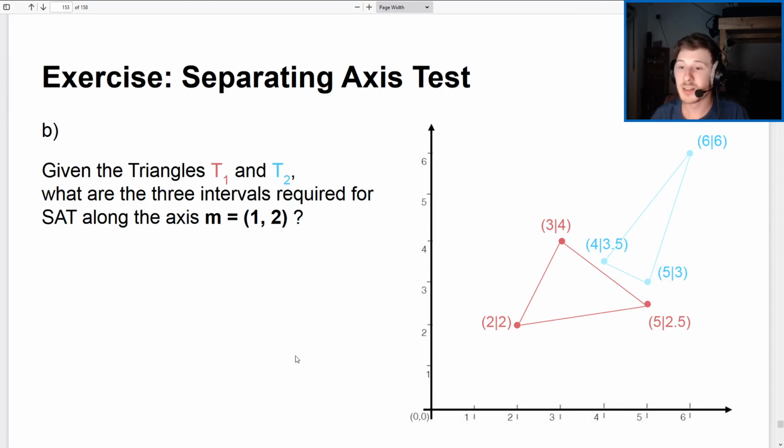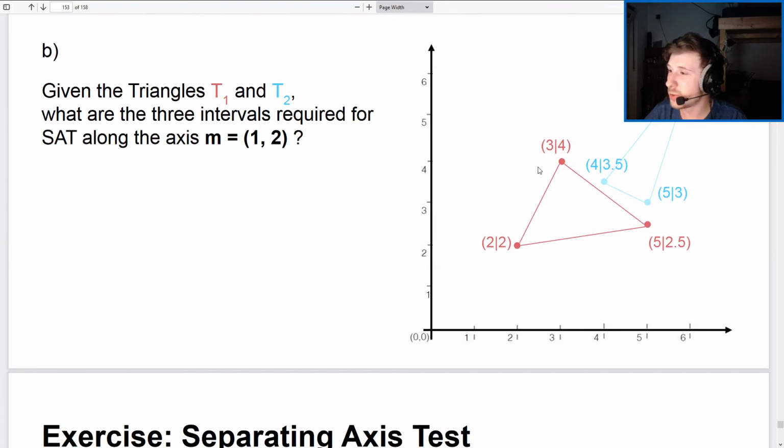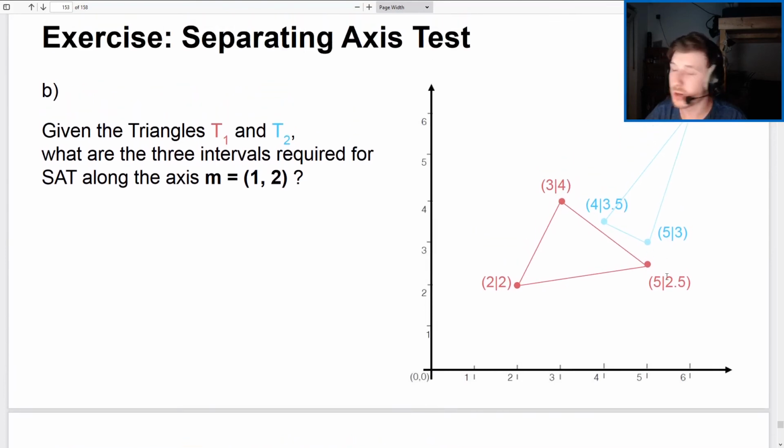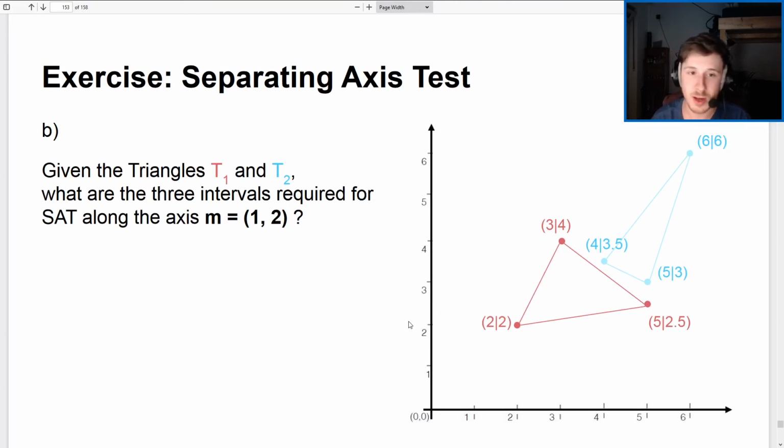And then this one is a bit more complicated. Given the triangles T1 and T2, what are the three intervals required for SAT along the axis m equals (1, 2)? So the axis would be something like this. We would draw it, and it's a bit harder to guess the exact numbers. It's still okay to imagine in 2D, but in a 3D space it would get a bit more complicated. Especially with an axis like this, would they collide or not? On the x-axis we could clearly see that they would collide, but on an axis (1, 2) we can't quite see it. They could just not quite collide on this axis, and they probably don't, because we know from a 3D view that they don't collide. And as you have heard before, we just need to find one axis where they don't overlap. There's no interval that overlaps here, which proves that they are not actually colliding.